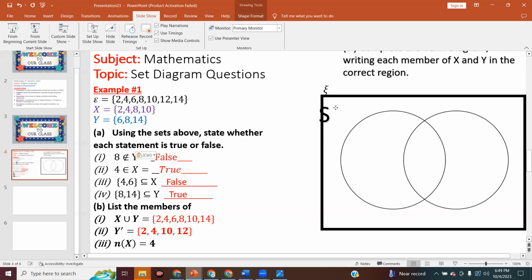Okay, good. So we can call this one X. We can call this one Y. All right, so the first place to start when you're doing these sort of questions is you want to start with, what do they have in common? Okay, that's the first thing. So what do these two sets have in common, X and Y? What element do they have in common?